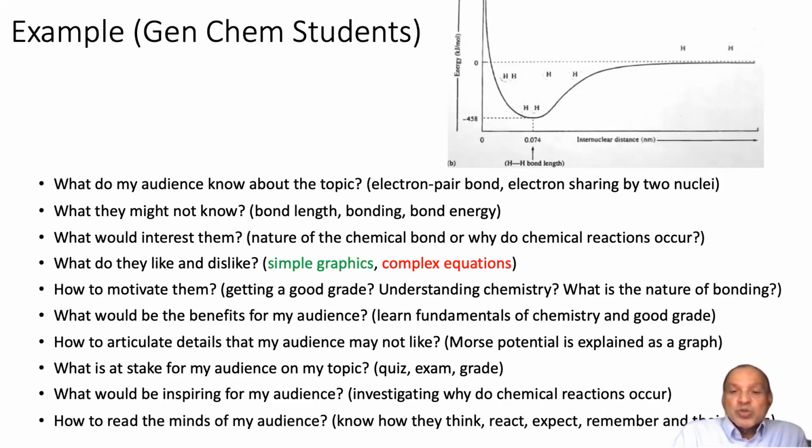And how to articulate details that my audience may not like? So Morse potential, for example, is something they won't like. It's a complex equation, but it's explained now as a graph. So you can simply state that this smooth graph is mathematically precisely defined by this function, and that's called Morse potential, which you will learn later on, the importance of that in chemistry. So you can leave them at that stage. And so you can try to explain things that they don't like in terms of things they do like.